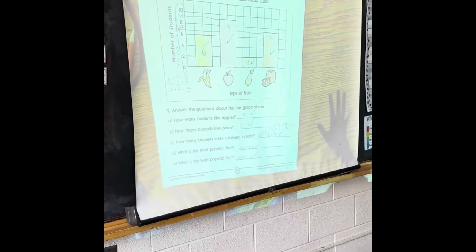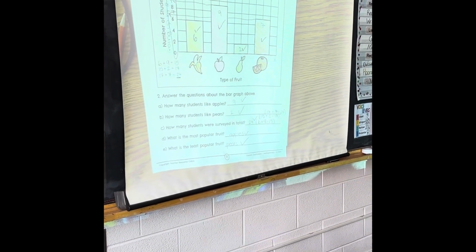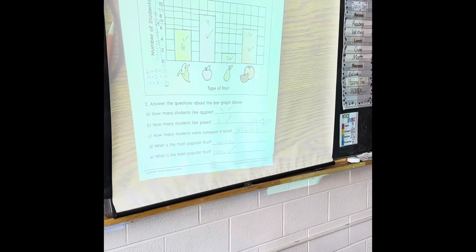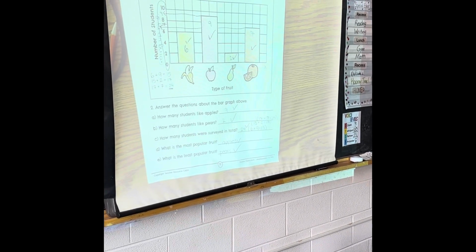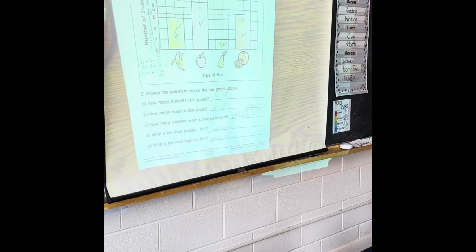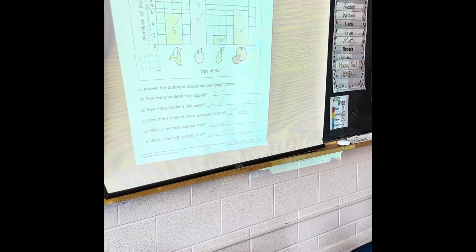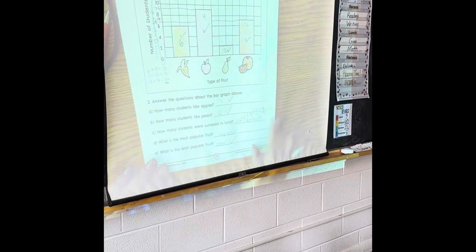Shamar. Crackers? Crackers on our bar chart. What about this one? Oranges. Oranges, or we could say bananas, because they're roughly around the same, right? Yeah. So both of those would be acceptable.